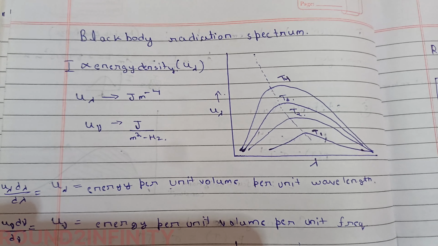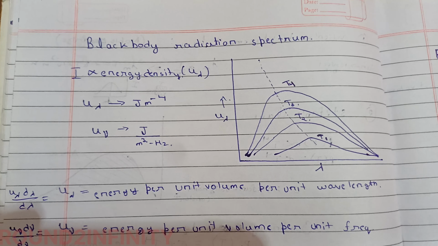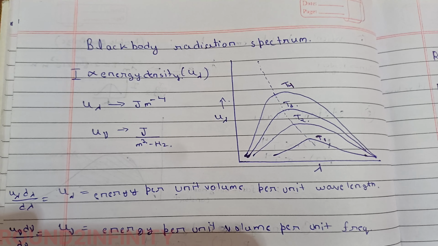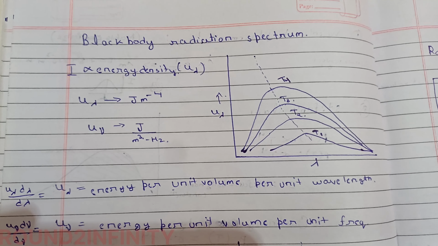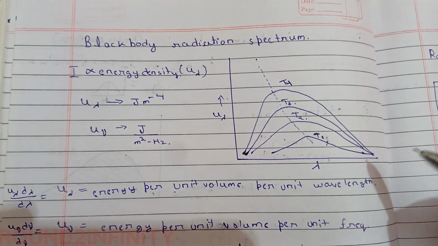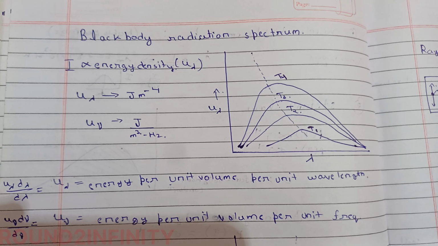So hello everyone, this is lecture 4 for quantum mechanics. In the last lecture we discussed Wien's displacement law and the basics of black body radiation, how it is produced, how we measure it, and how we get this kind of graph for the black body radiation spectrum. So we discussed all those topics and Stefan's law.